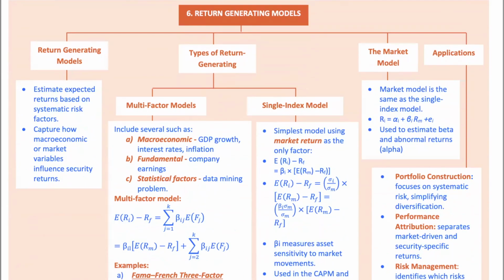All right, so now let's move one step further into how returns are actually generated. Because here's the big question every analyst asks.